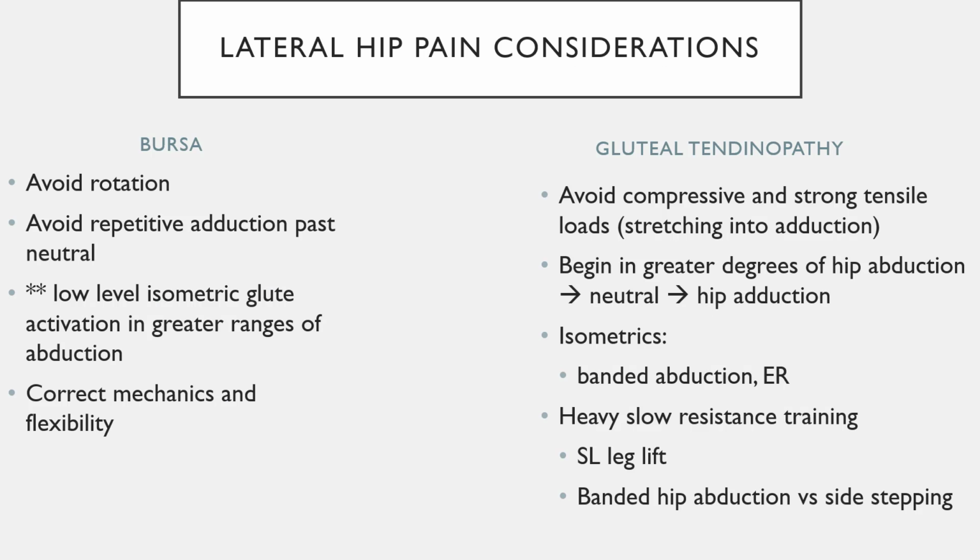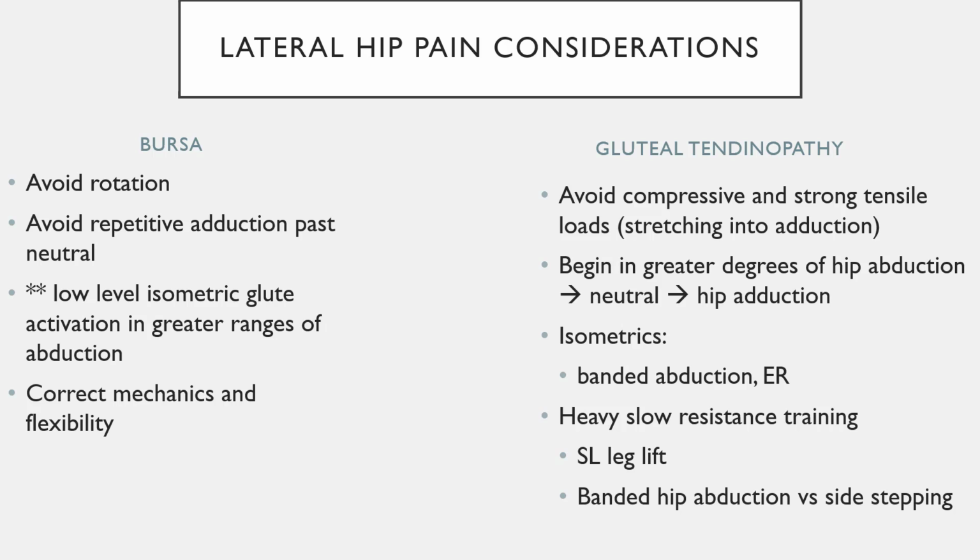The literature is currently trending towards a general diagnosis of lateral hip pain versus separating out trochanteric bursitis and glute tendinopathy. In general, if the bursa is irritated, we want to avoid repetitive rotation as well as repetitive add and abduction at mid to end range adduction of the hip. However, the patient may be able to tolerate gentle isometric muscle activation and greater degrees of hip abduction and neutral rotation. Our main goal with this health condition is to correct joint mechanics and flexibility.